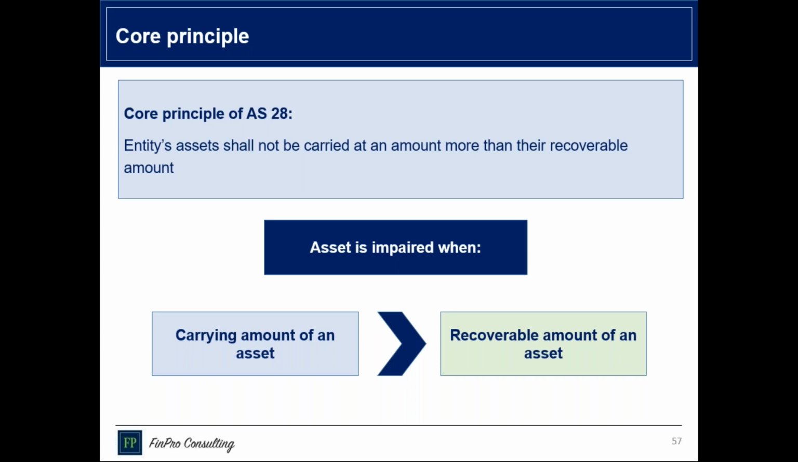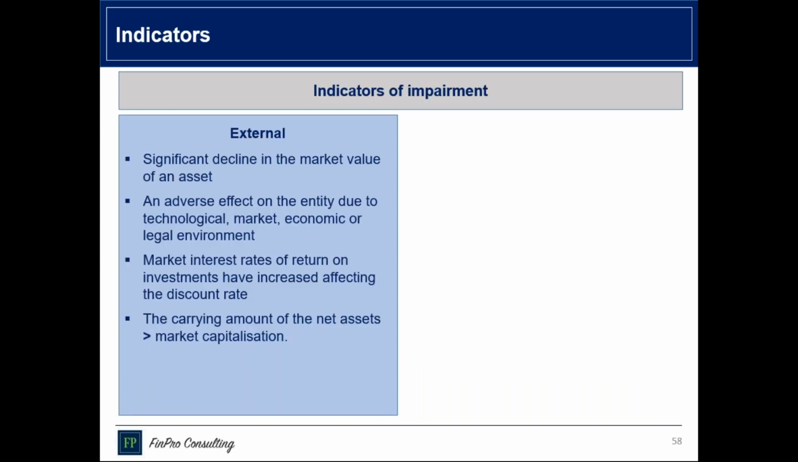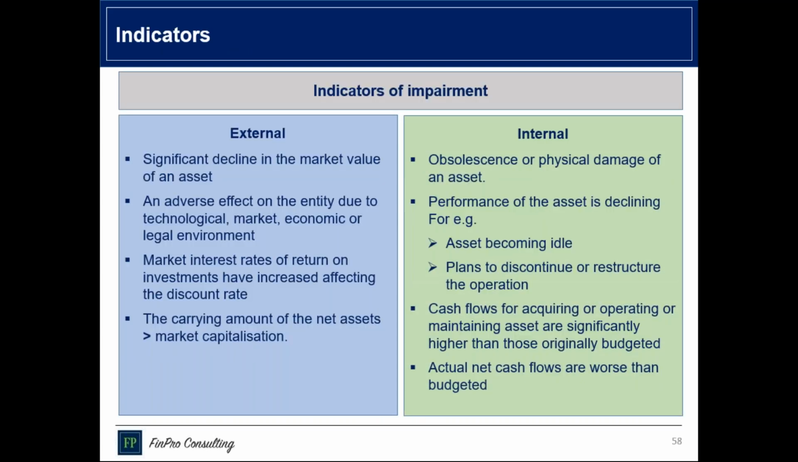So net selling value is basically, you have to sell the asset on today's date. After selling cost, what would be the value? And value in use is nothing but the present value of the net cash flows which are expected from the usage of that particular asset. Right? So we'll discuss what are the different indicators for impairment. The first indicator is a significant decline in the market value of the asset.